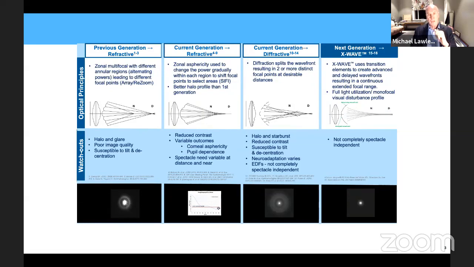There is no light splitting, whereas any multifocal or trifocal has to split light in some way to perform its task. But this does not occur with this lens. And so the monofocal visual disturbance profile is real. The downside of this lens is that you will not get true spectacle independence.